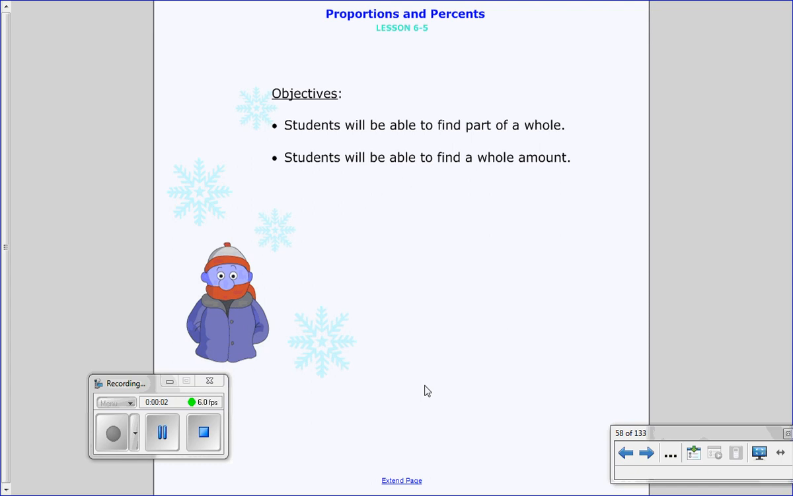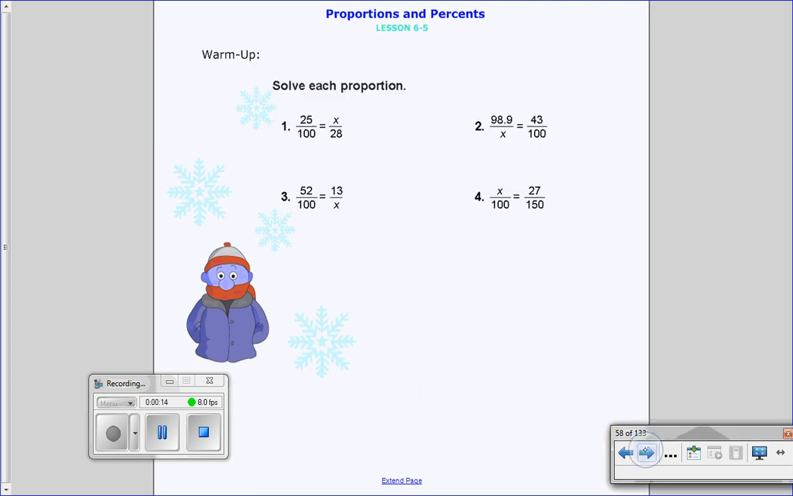Good evening, 7th grade, and tonight we're going to look at lesson 6-5 on proportions and percents. In tonight's lesson, we're going to be able to find the part of a whole, and you're also going to be able to find a whole amount.